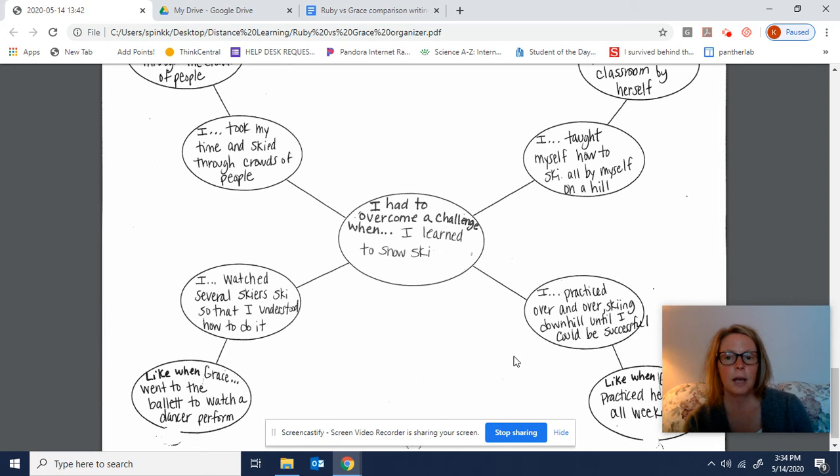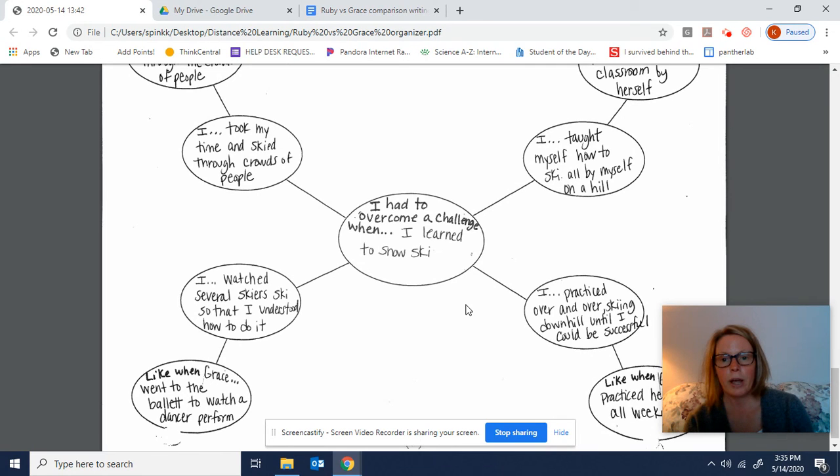So, as you can see, I'm relating different parts of me learning to snow ski to Ruby and Grace. If you were to have trouble relating to Ruby and Grace, you could certainly write your own, having to overcome a challenge and relate it to a book you're reading, a book you have at home, a book that you really love dearly. It does not have to be just about Ruby and Grace. In the next video, I'm going to show you how to take this graphic organizer and turn it into a 6-paragraph writing.